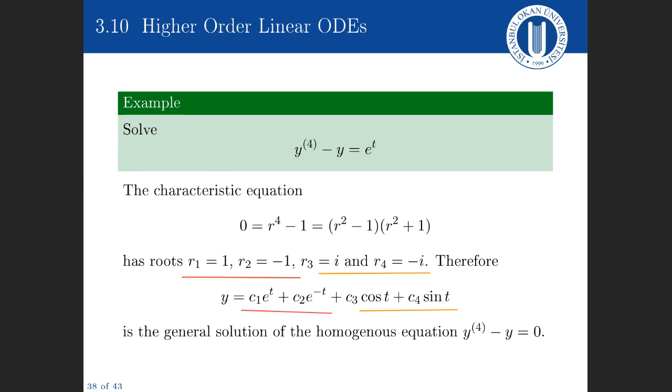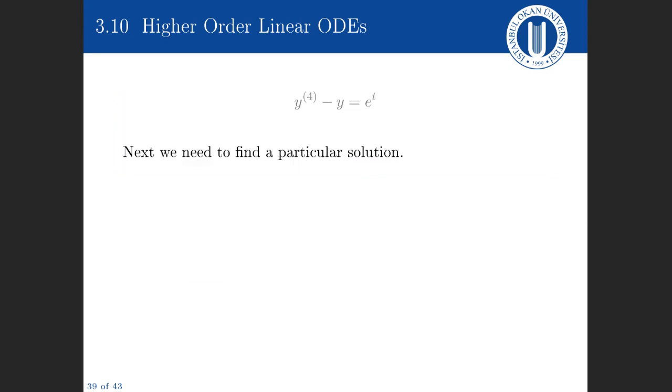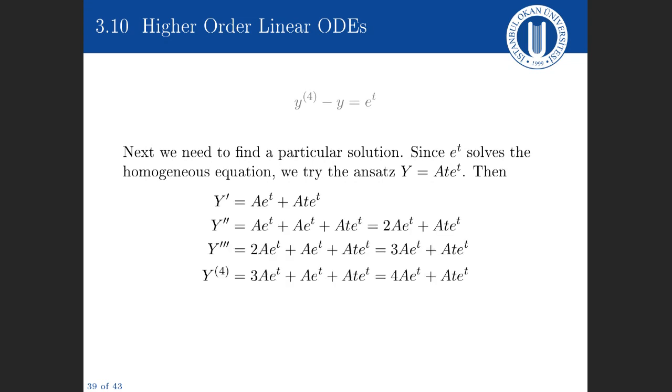Next, we're going to want to find a particular solution to the differential equation. And let me remind you, our function g(t) is e to the power t, but we're already using e to the power t in our solution to the homogeneous equation. So we can't use e to the power t again in our ansatz. Instead, we're going to have to multiply by t, and we're going to try the ansatz a t e to the power t. Differentiate 4 times. I'll leave this for you to check. And then substitute into the differential equation.